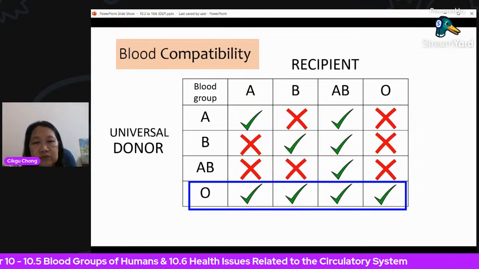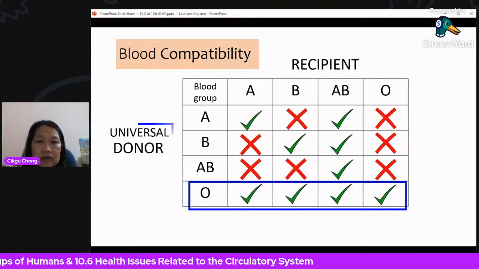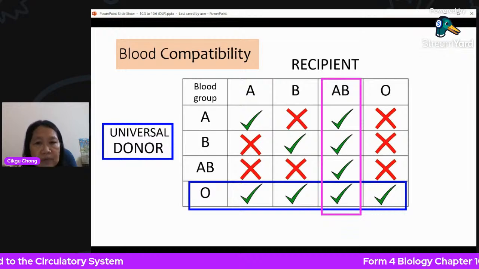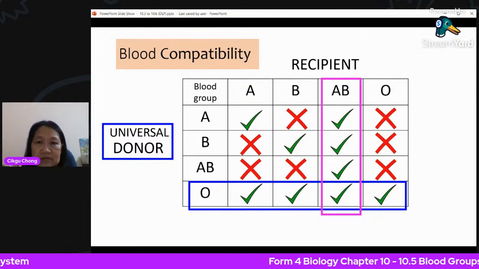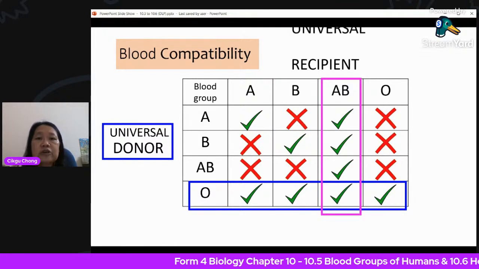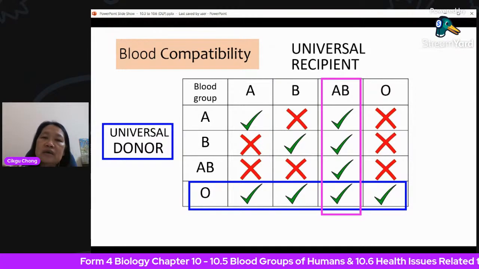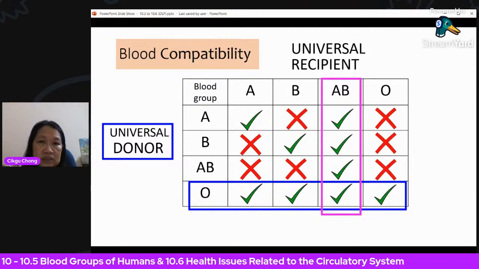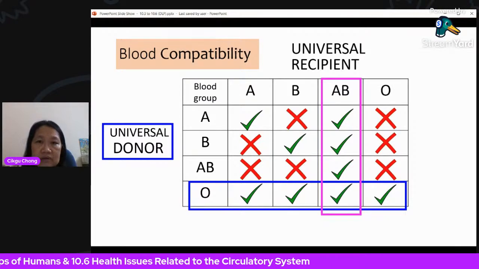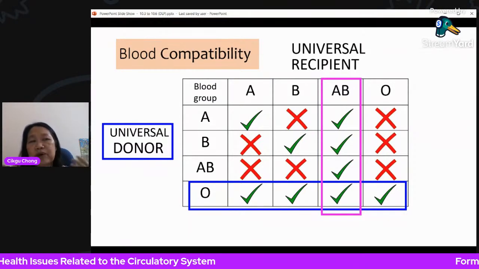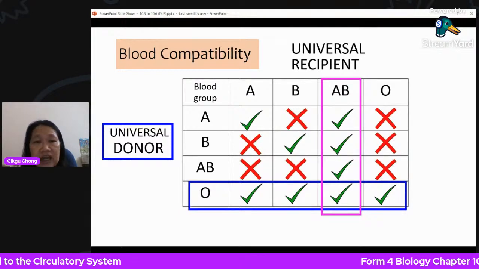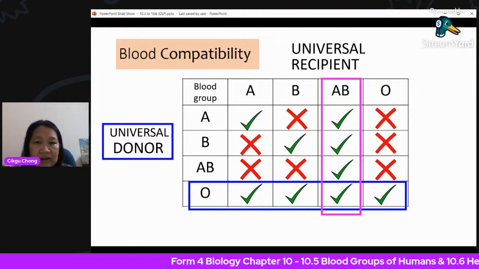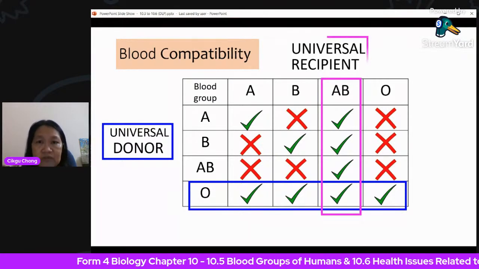Okay, and then there is one more row here. You can see your AB. The next one is this one. AB can receive everybody's blood. The reason is because AB doesn't have the ability to produce antibody A or antibody B. So whoever's blood comes in, whether it's antigen A or antigen B, or even without antigen, there is no antibody there. So that's not going to have any reaction.